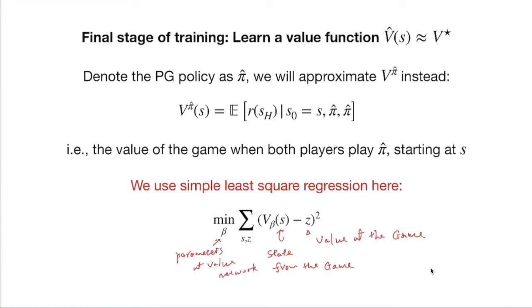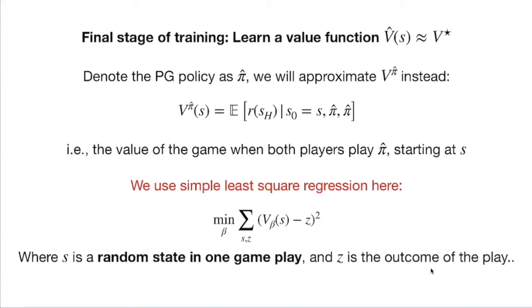What is the benefit to learning this value network then? Because if you're training it against the output of your other network, why do this? Yeah, you will see it in a second. So you need to use that to cut the search depths of a search tree. Okay, so S is a random state in one game play, and Z is the outcome of the play, right?